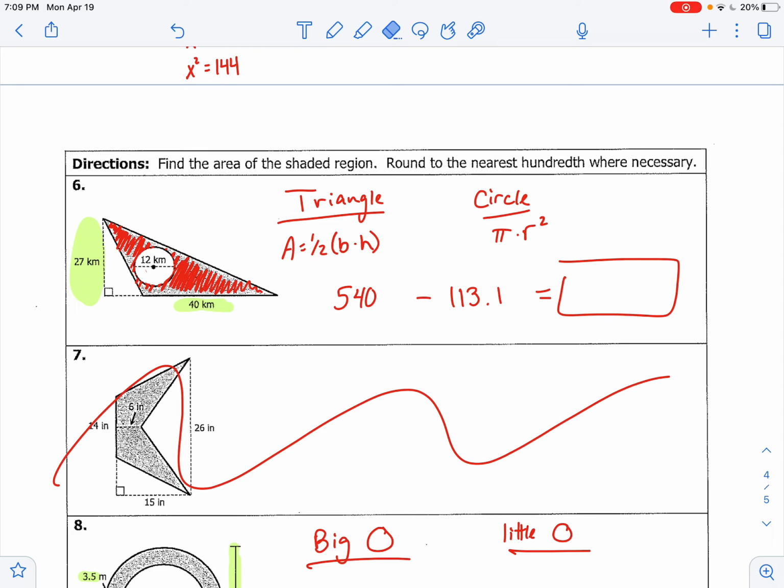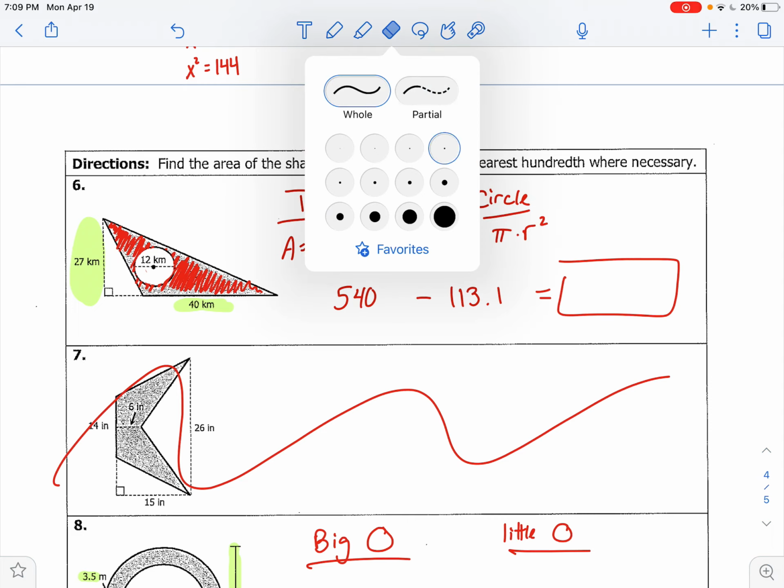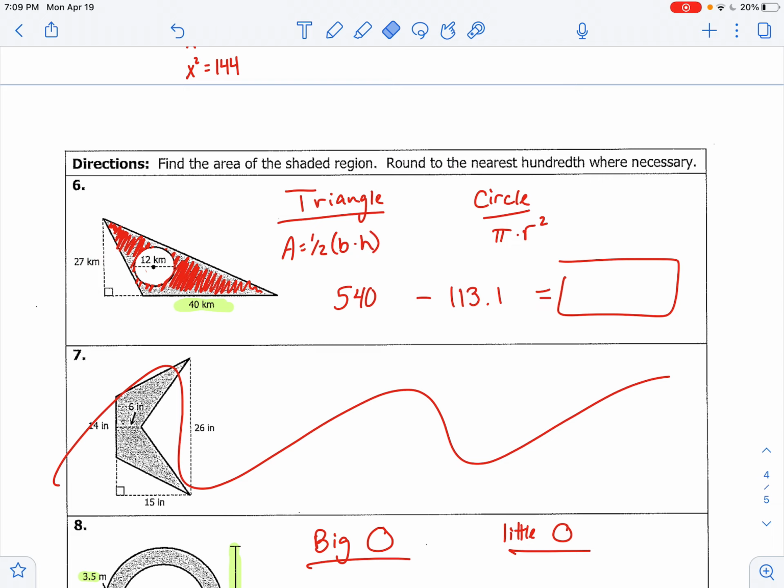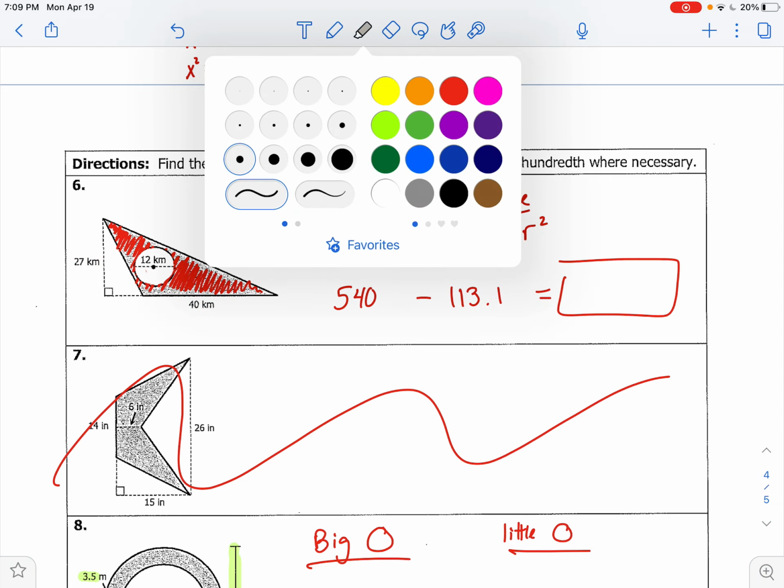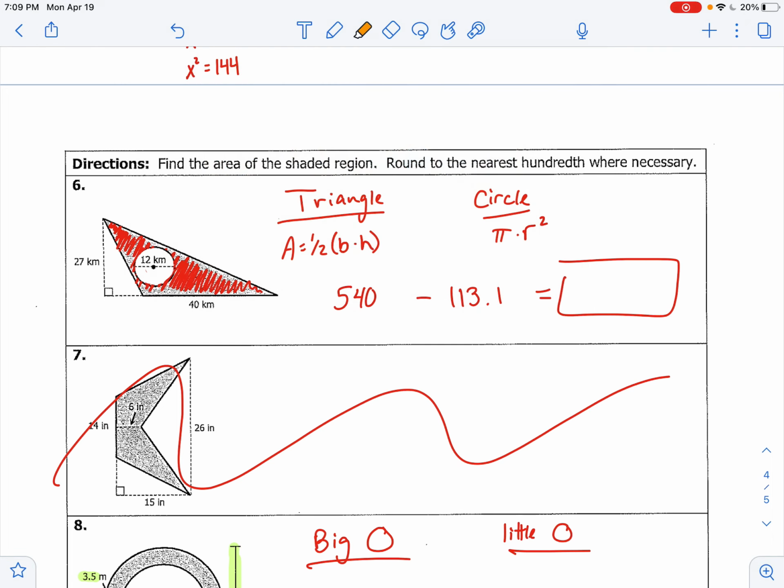So the first thing I'll do is find my area of the triangle, which is 1/2 times the base times the height. So I'll take 1/2 times my base, which is 40, times the height, which is 27 kilometers. So 1/2 times 27 times 40 gets me 540 square kilometers.